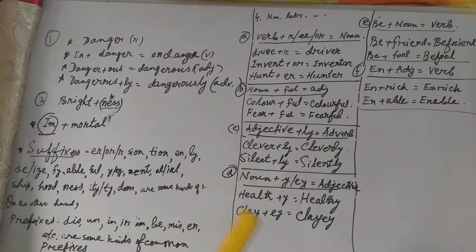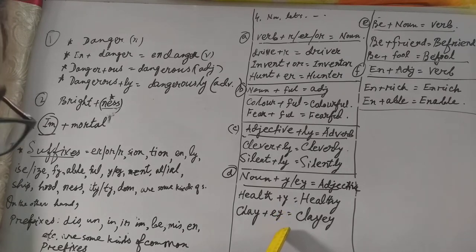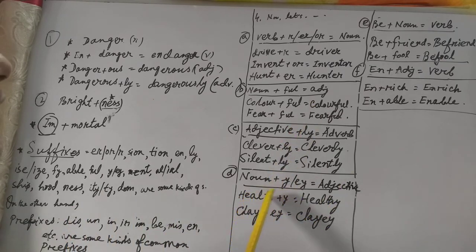In another example, you can see the basic words are health and clay. Both of these two words are nouns. Health is a noun, clay is a noun. If you add y with the word health, then the word becomes an adjective, healthy. In another word, clay, you are adding ey with it. Ey is a suffix. Y is also a suffix, as it has been added after a basic word. As you know from our earlier discussion, y is added with health, and the word has become healthy, and it's an adjective. If you add ey with the word clay, the word becomes clayey.